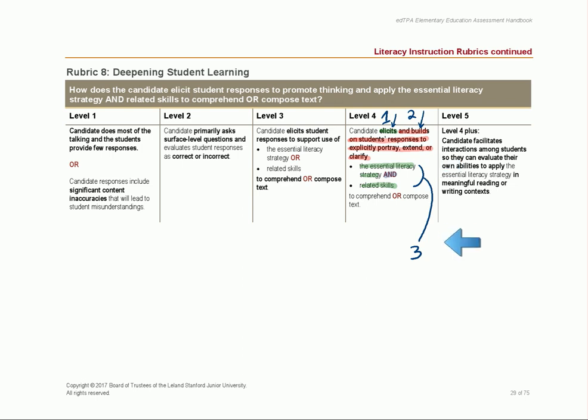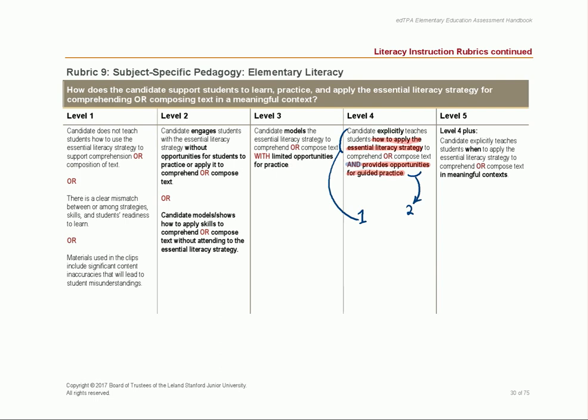Let's take a look at the next rubric. All right, so rubric 9 is subject-specific pedagogy, elementary literacy. How does the candidate support students to learn, practice, and apply the essential literacy strategy for comprehending or composing text in a meaningful context? Level 3 is the candidate models.